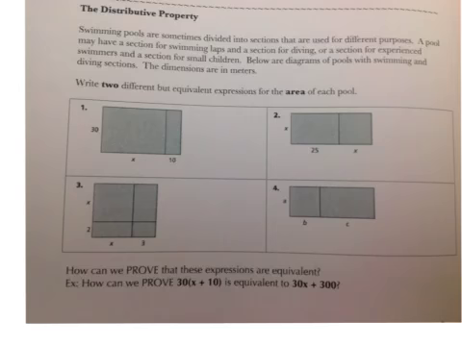Now let's look at number 3. We're going to jump to number 3. So if we take a look at pool number 3, we can see it's actually split into 4 sections. We have this square-looking section, and then we have some smaller rectangles. So again, we're going to write 2 different expressions for the area, and one way to do it is to fill in the area of each part.